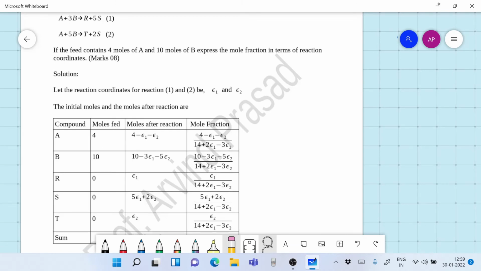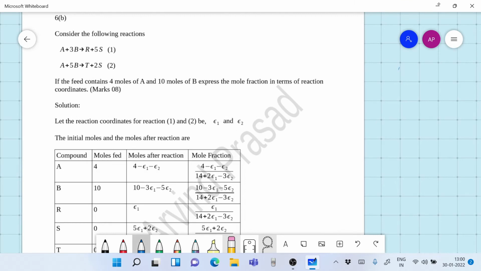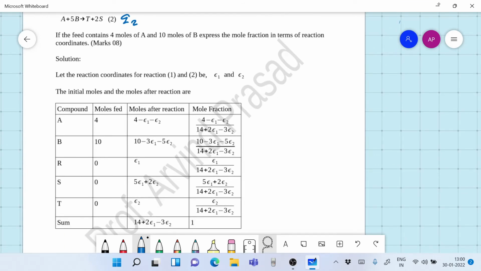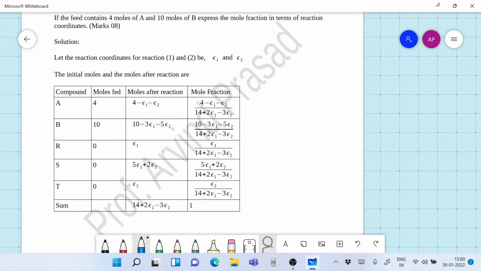So the moles of A fed are 4, B fed is 10, R is 0, S is 0 and T is 0. Now let epsilon 1 be the reaction coordinate of reaction 1 and epsilon 2 be the reaction coordinate of reaction 2. So the moles of A after reaction obviously is 4 into the stoichiometric coefficient of A for reaction 1, which is minus 1, into epsilon 1, minus the stoichiometric coefficient for A in reaction 2, that is minus 1, into epsilon 2. Similarly, for B, it's going to be 10 minus 3 epsilon 1 minus 5 epsilon 2.